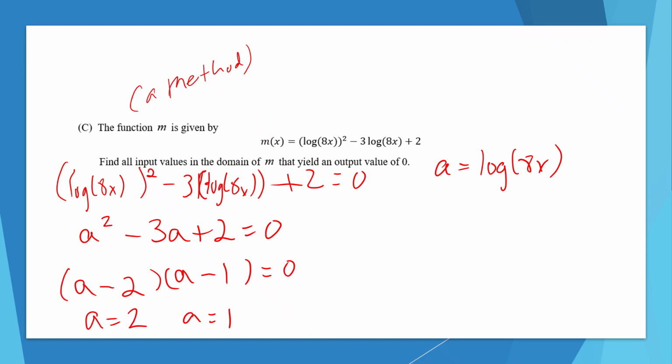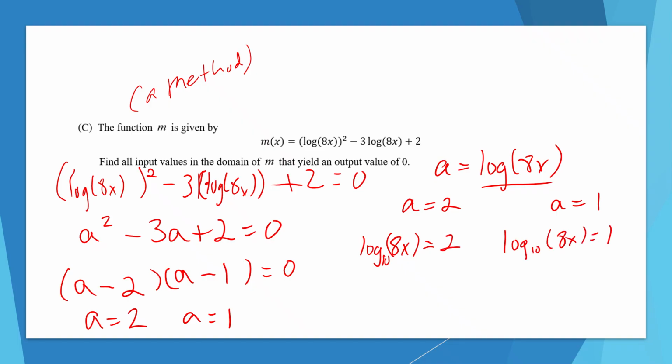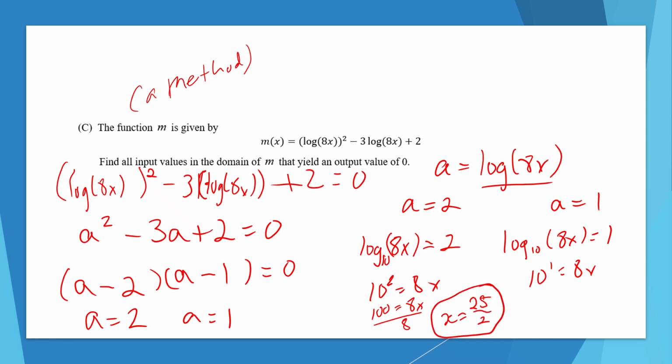Now that you have a equals 2 and a equals 1 as your two solutions, let's plug this back in. So log, and remember this is an implied base 10, equals 2, and then log base 10 of 8x equals 1. Setting these both to exponential, 10 squared equals 8x, 10 to the first equals 8x. 10 squared is 100 equals 8x. Divide both sides by 8. You should get x to be 100 over 8, which is 25 over 2, or 12.5. So that should be our answer for the first one.